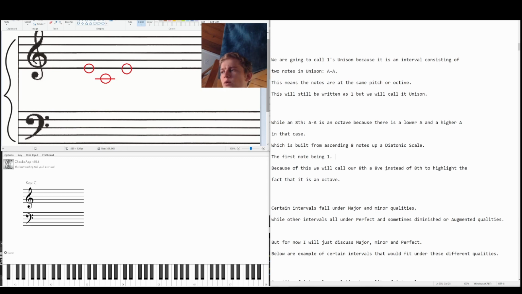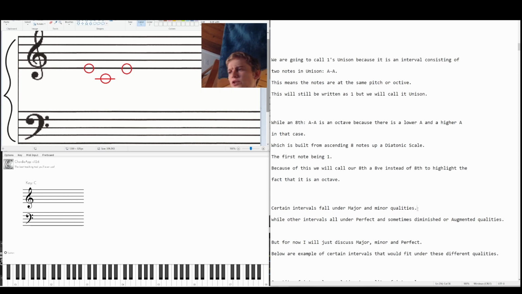We want to look at it and know that it's an octave, because we're going to be calling it an octave. So we're going to label it as 8VE instead of 8TH to highlight the fact that it is an octave. We can quickly look at the 8VE and just know, oh, it's an octave, because the VE comes from the last two letters of octave.